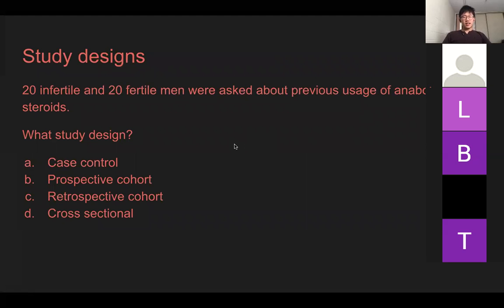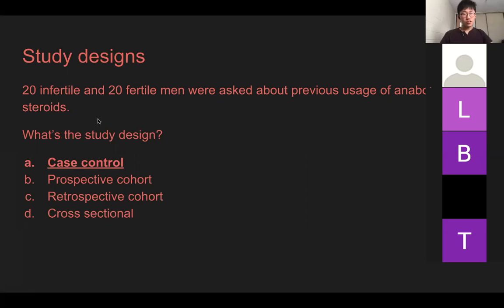Now, what study design is this? 20 infertile and 20 fertile men were asked about their previous usage of anabolic steroids. What do you think this is? Yep, really good. It's a case control. You get 20 cases, 20 controls, and you ask them about a past exposure.